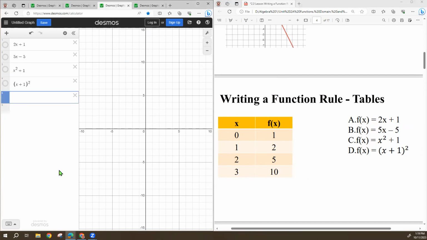I think the best way is to graph all the options and then see which one all these points fall on. Whichever one of these is our function rule, all of these points will land on the line or the curve that's graphed. So one thing we could do is we could evaluate each of these for all of our x values. So when we plug 0 in, we should get 1. When we plug 1 in, we should get 2. When we plug 2 in, we should get 5, and so on and so forth.